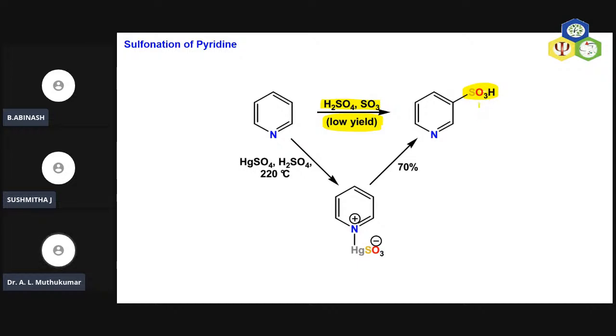So in order to overcome this drawback, you have to treat with mercuric sulfate along with sulfuric acid at 200 degrees centigrade. It will provide you a mercury-based intermediate. So what happens? Nitrogen-mercury bond formation will take place, and as a result the sulfonyl group will be attacking at the C3 position, and it will lead to the formation of 70% yield. That is, pyridine-3-sulfonic acid will be the product. Okay, so this reaction is also a new and important one. Please keep in mind.